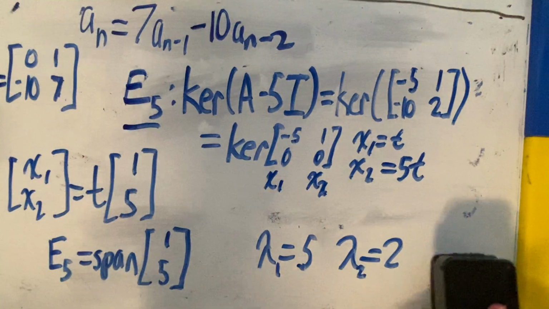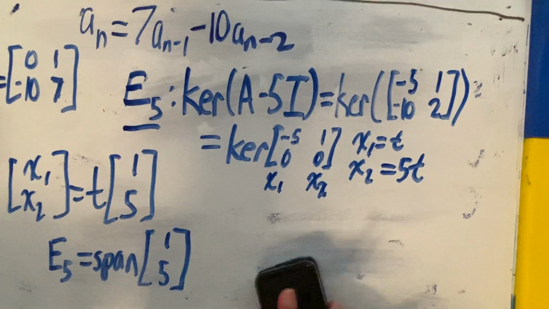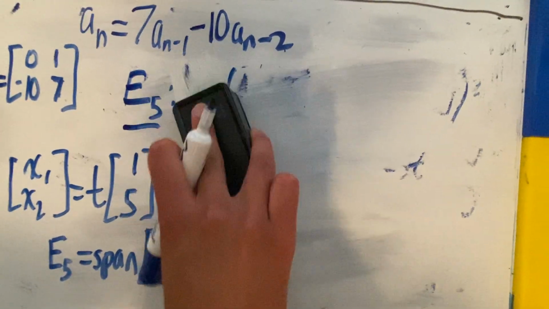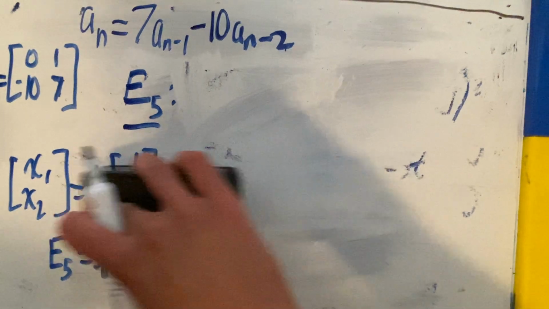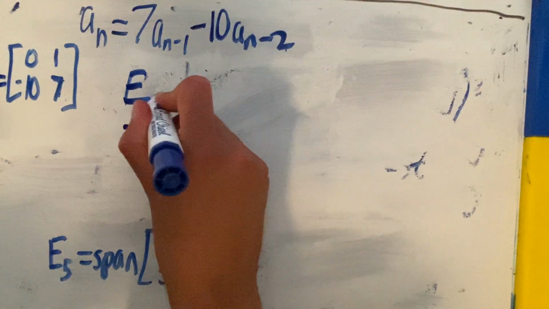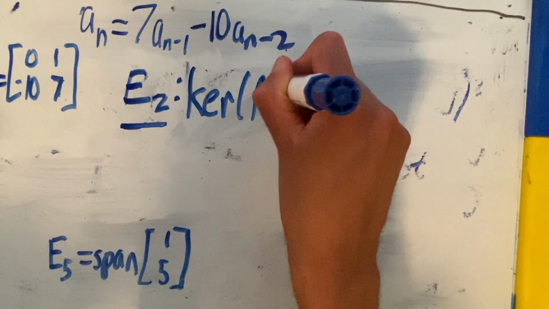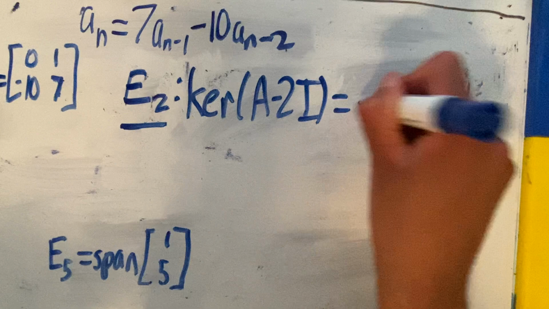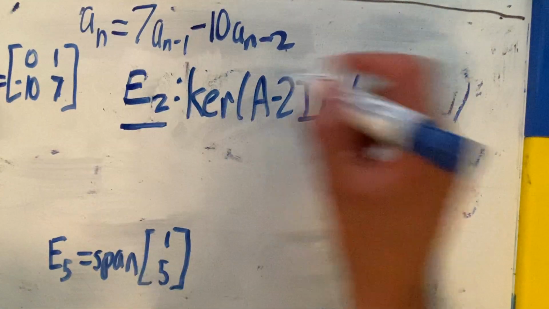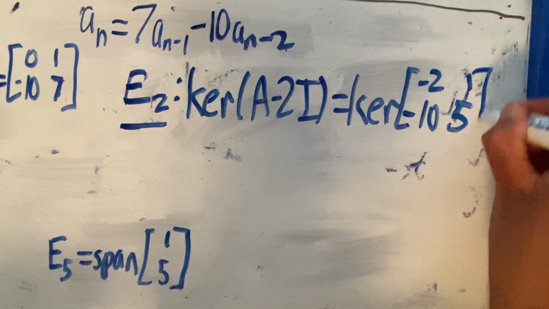Next, we can do the same thing for E sub 2, which is the other eigenvalue. E sub 2 being the eigenspace associated with that eigenvalue. And this is going to be the kernel of A minus 2I, which is going to be the kernel of minus 2, 1, minus 10, 5.